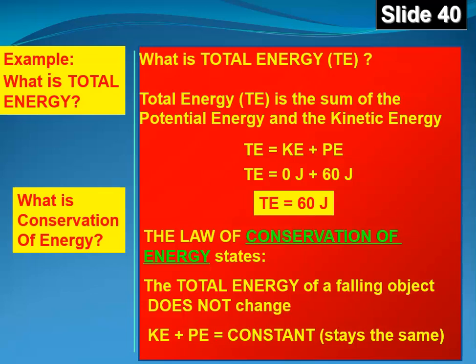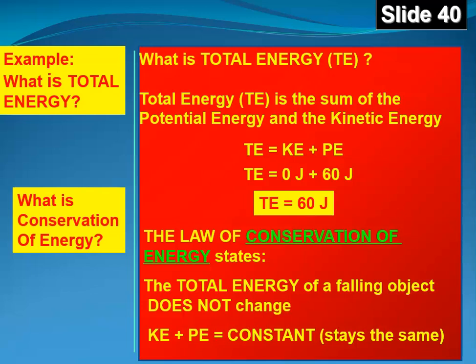The law of conservation of energy states that the total energy of a falling object does not change. So as you drop that pencil, its total energy will not change until it hits the ground. Once it hits the ground, it releases the energy. Some of it is released in the form of sound. You hear a sound when it hits the floor. Some of it is released in the form of the pencil bouncing around a little bit. That would be putting the kinetic energy into the floor and back into the pencil again. So there's different ways it can be released.